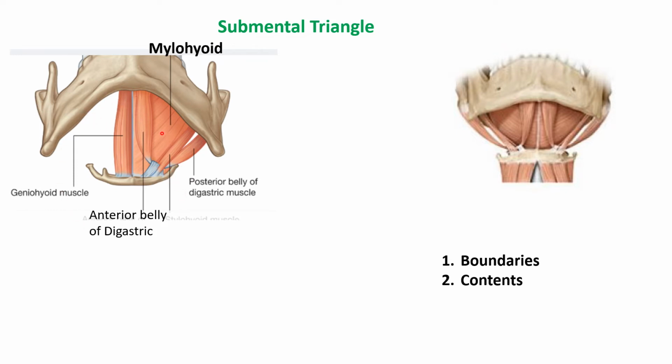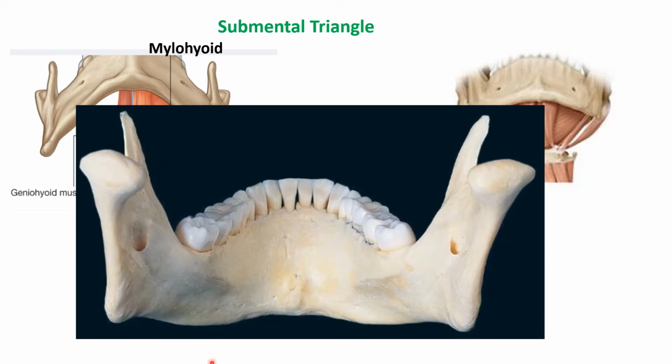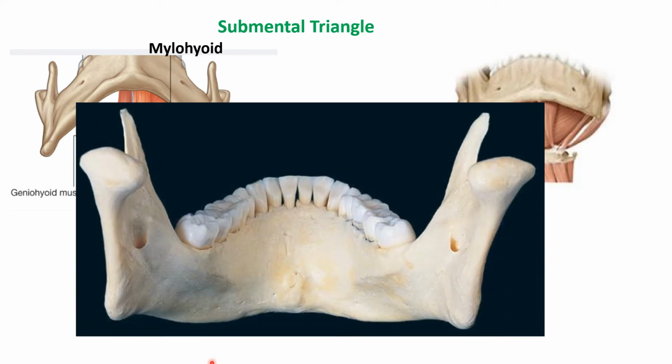So, both sides of the mylohyoid together form a diaphragma oris, which is going to be separating the oral cavity from the neck. Now, how is it attached? In this picture, you can see the internal surface of the mandible. Now, from this area was the digastric fossa, right? Here we had inserted the anterior belly of digastric.